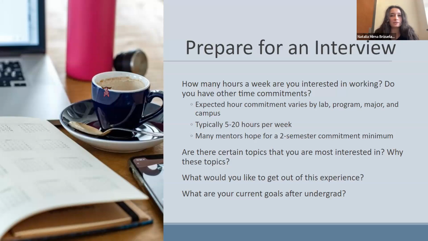A lot of professors, if you're really set on working with one specific professor as well, a lot of them will have opportunities that are less time intensive, usually, in my experience.